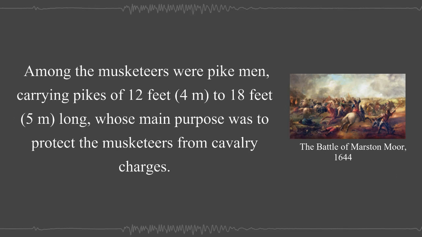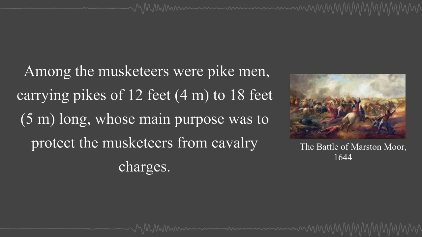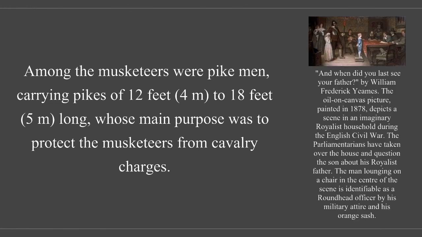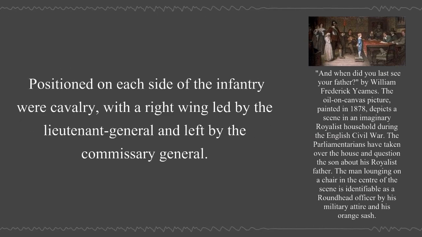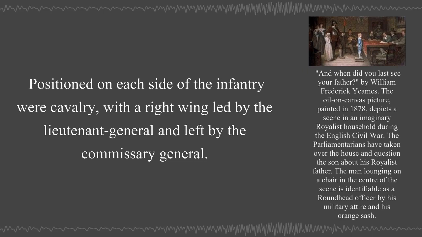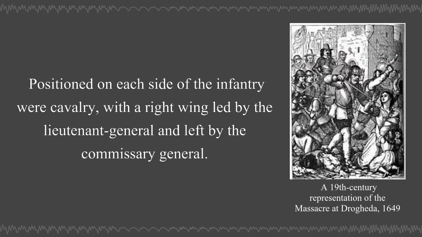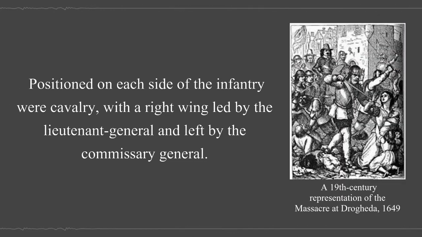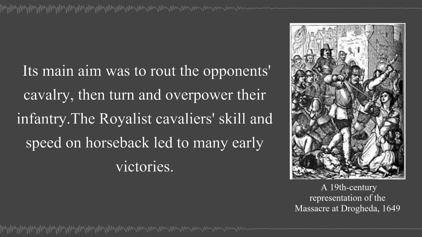Among the musketeers were pikemen, carrying pikes of 12 feet, 4 m, to 18 feet, 5 m, long, whose main purpose was to protect the musketeers from cavalry charges. Positioned on each side of the infantry were cavalry, with a right wing led by the lieutenant general and left by the commissary general. Its main aim was to rout the opponent's cavalry.